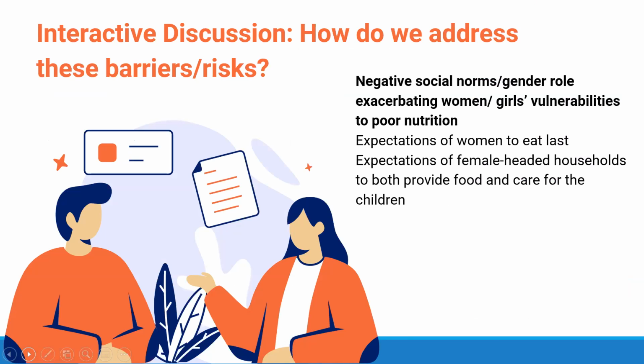So the first discussion that we have here is, how do we address these risks and barriers? Negative social norms, gender roles, exacerbating women and girls' vulnerabilities to poor nutrition. For example, expectations of women to eat last, expectations of female-headed households to provide food, and both food and care for the children. What are some ways that we can address some of these barriers and risks?